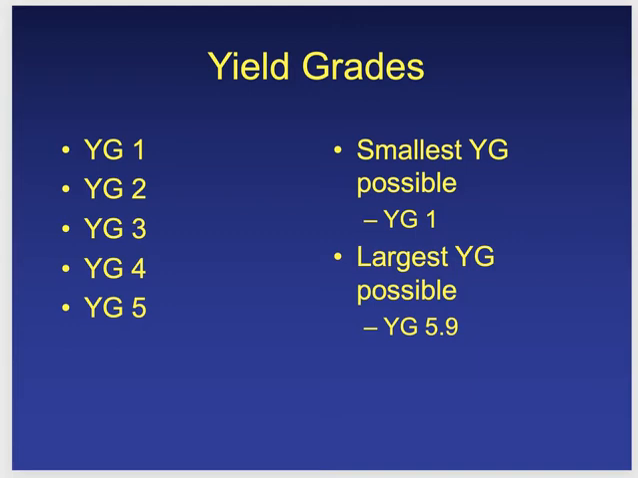So if we look at yield grades, we can have a yield grade of 1 being the smallest or the trimmest carcass out there, or we can go all the way to 5. And yield grade 5 is the largest. We can go to a 5.9 on the scale. Can't go over 6. If it is a 6, it would be recorded as a 5.9, and would be considered very wasty, or excessively fat, on the scale.